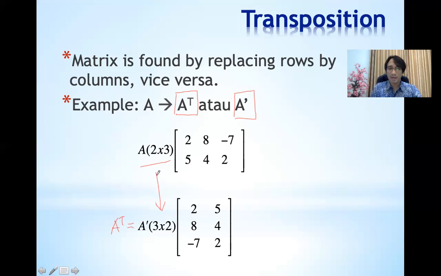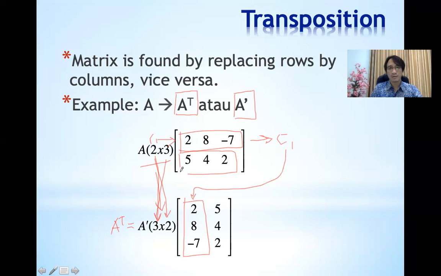Column become row, row become column. 2 times 3, so 3 become row, 2 become column. If we see this part, row number 1 becomes column number 1: 2, 8, minus 7. Row number 2 becomes column number 2: 5, 4, 2. This is what we call transpose.